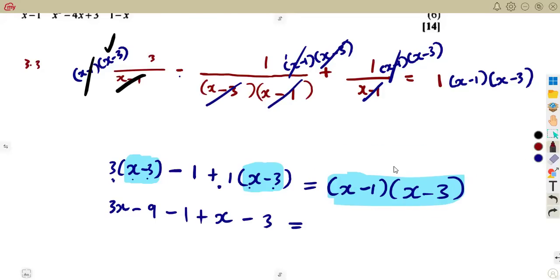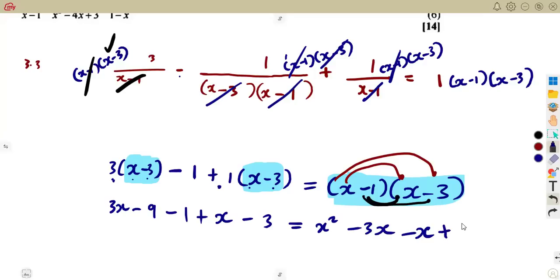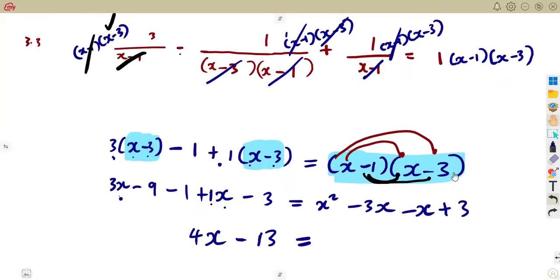Expanding the brackets, x times x, remember your concept, is x squared. Your FOIL method: x times minus 3 is minus 3x. Minus 1 multiplies everything: minus 1 times x is minus x, minus 1 times minus 3 is positive 3. Collect the like terms on the left-hand side. 3x and x, this is 1, so it's 3 plus 1, which is 4x. Minus 9 minus 1 minus 3 gives us minus 13. So 4x minus 13 is equal to what we have on the right-hand side.